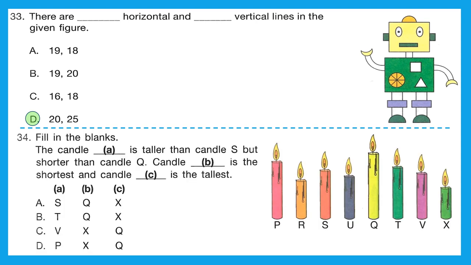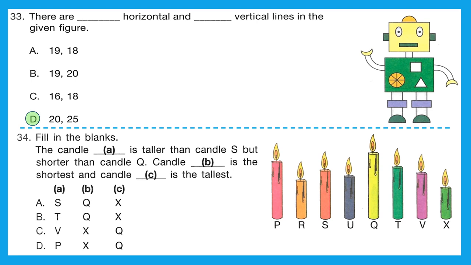Moving to the next question, that is question 34. Fill in the blanks. The candle dash is taller than candle S. So let's see which is the taller candle than candle S. I can see the candle P and candle Q. These two are the ones that are taller than candle S. But the one which is shorter than candle Q should be the answer. So we are left with only candle P.